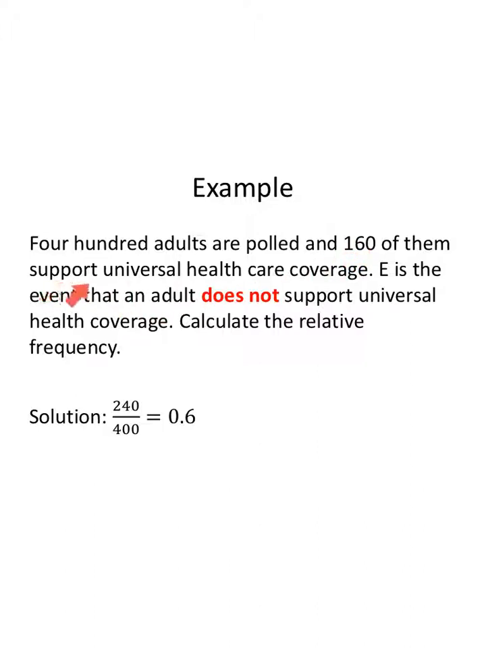160 support universal health care coverage. E is the event that an adult does not. So if there are 400 adults, 160 do, 240 do not support universal health coverage. Our solution is therefore 240 over 400, which simplifies to 0.6, or 60%. 60% of the people in this particular survey did not support universal health care coverage.